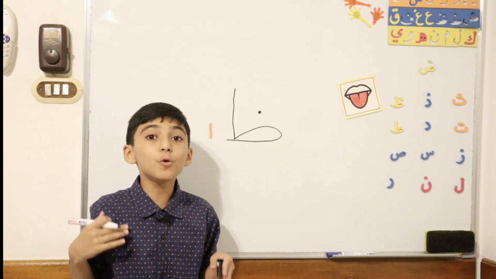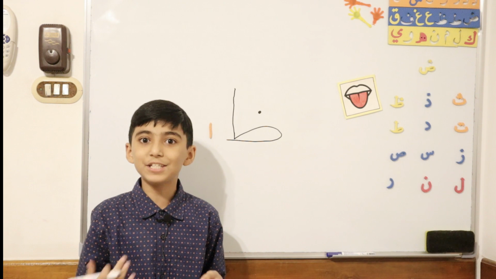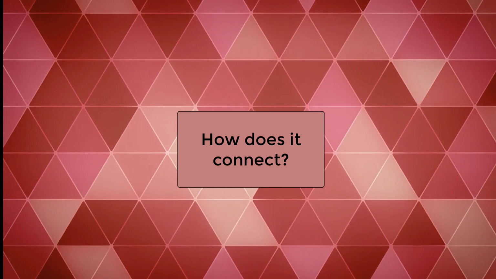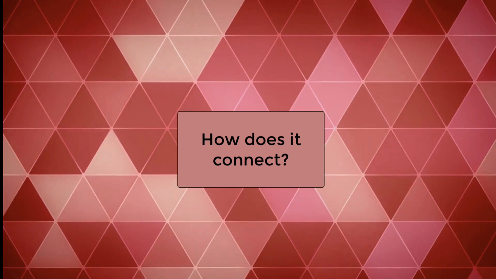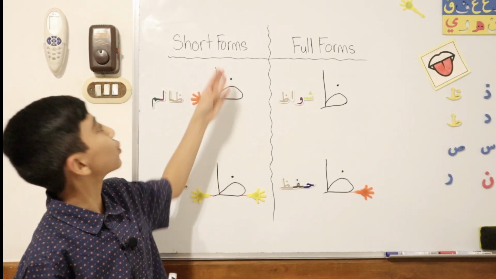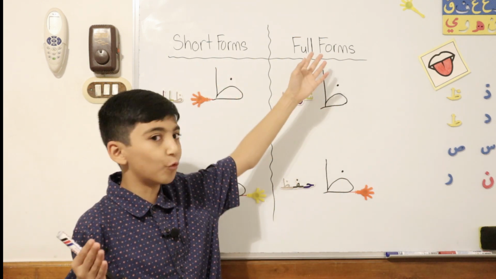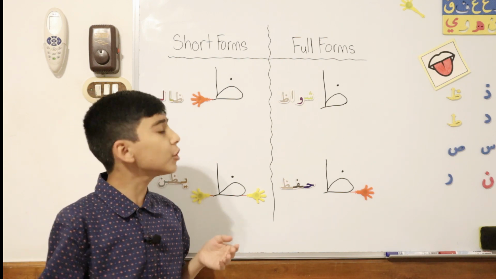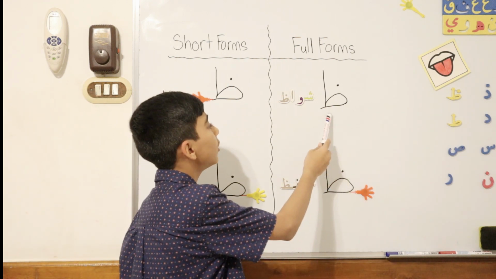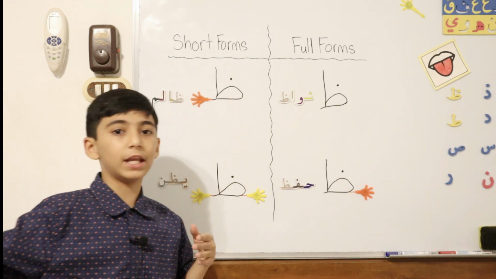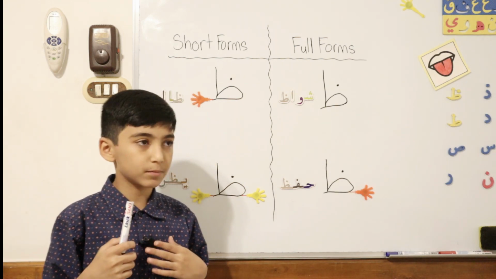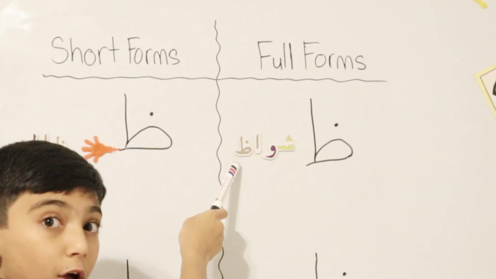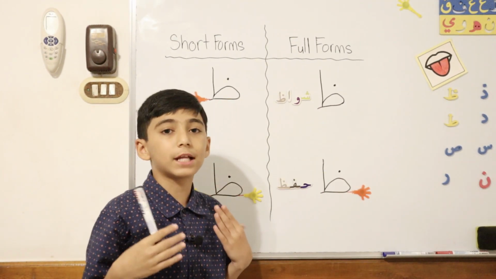But it also connects with other letters and makes more friends. Now, I am going to explain to you all how letter Fa connects with other letters with the help of short forms and full forms. So letter Fa has 4 cases. The first case is when letter Fa is alone. It doesn't have any arms to connect with any friends. Like in this word, we see that the Fa is separate. It's not connecting to anyone.